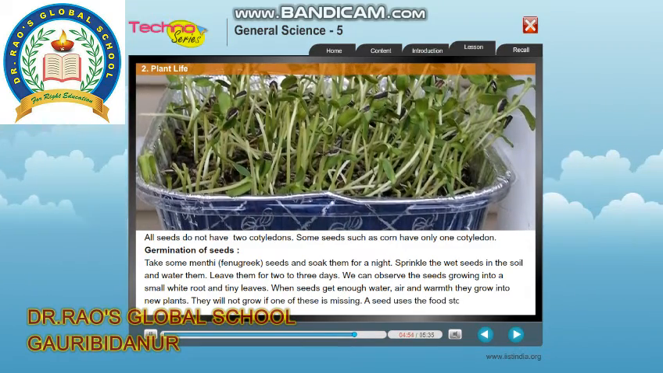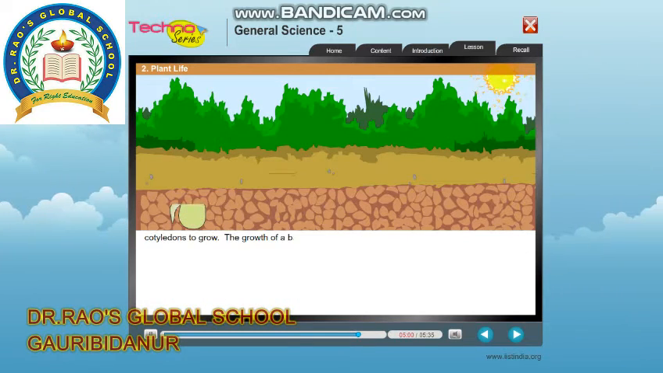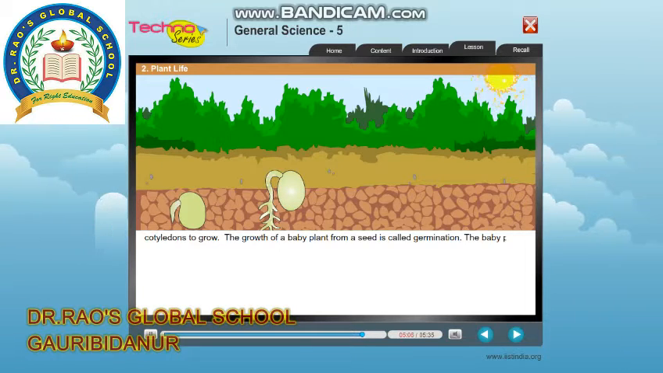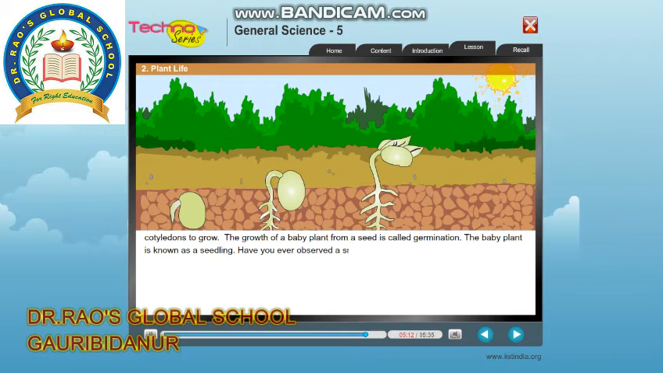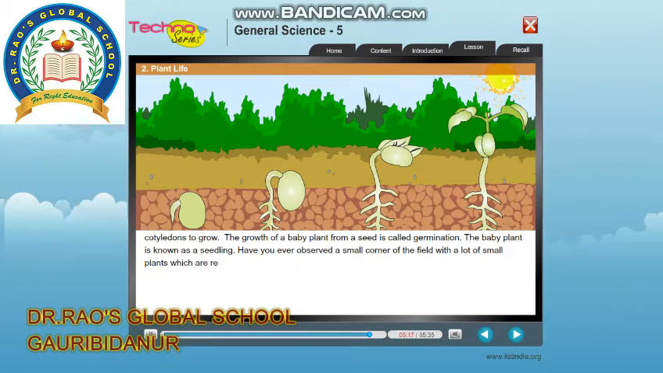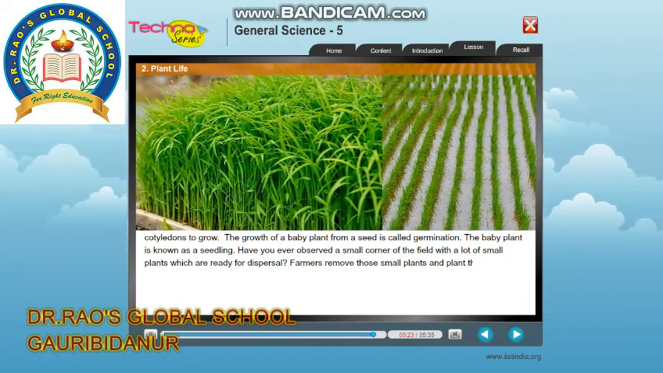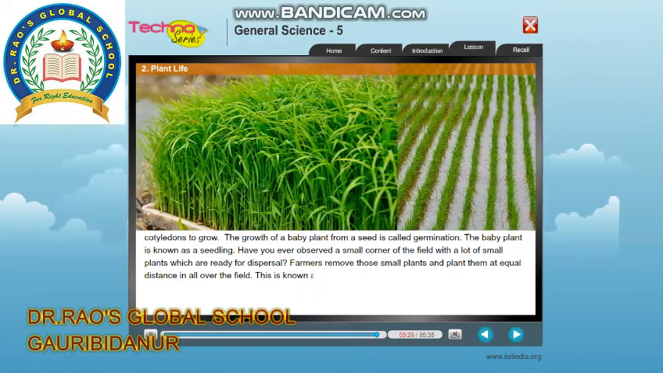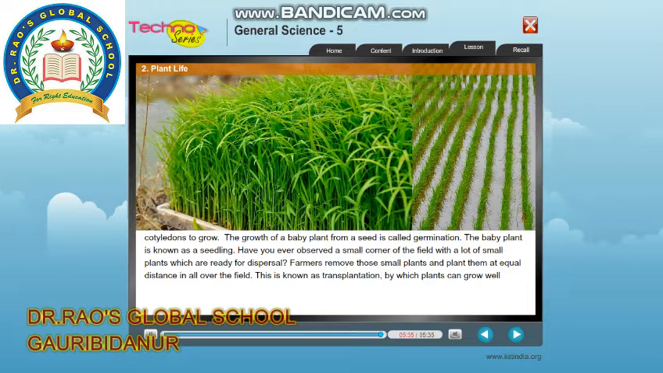A seed uses the food stored in the cotyledons to grow. The growth of a baby plant from a seed is called germination. The baby plant is known as a seedling. Have you ever observed a small corner of the field with a lot of small plants which are ready for transplantation? Farmers remove those small plants and plant them at equal distance all over the field. This is known as transplantation, by which plants can grow well.